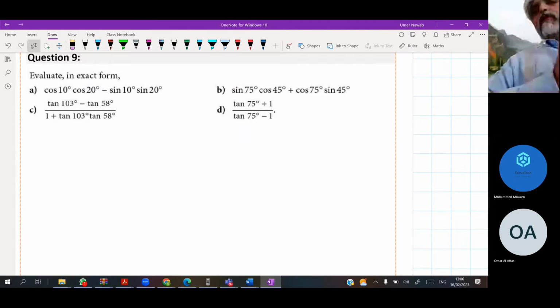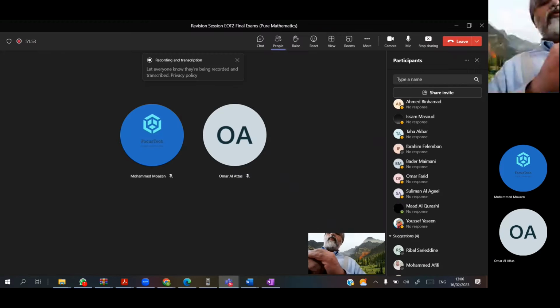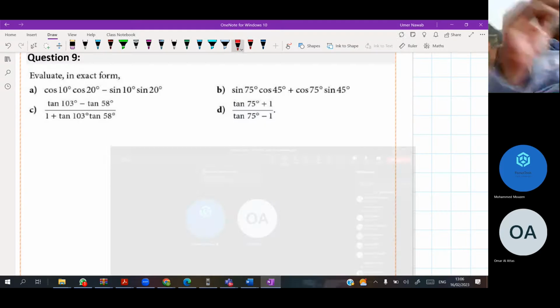Then question number 9, if you see, he has given it to us. How many students are with us, please? Let me check. I think Umar is with us and Moazan is with us.